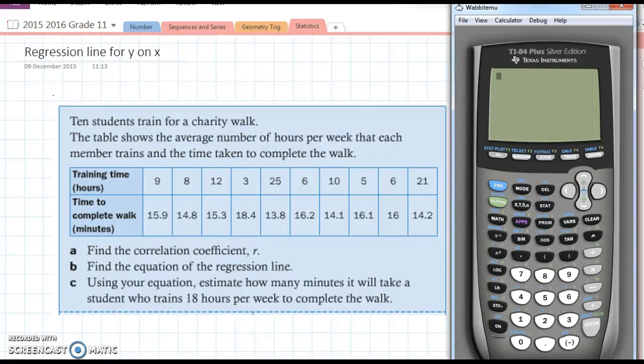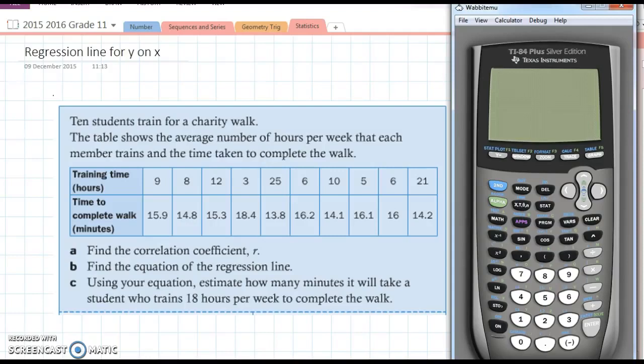Okay, today I am going to show you how to use the TI-84 to calculate the regression line for y on x. I'm using an example from page 229 of the Oxford Course Companion for the Math Studies. We have 10 students here who train for a charity walk. They've trained for a number of hours, and then they do the walk, and we know the time that they walked it. So what we need to do is put the data in.